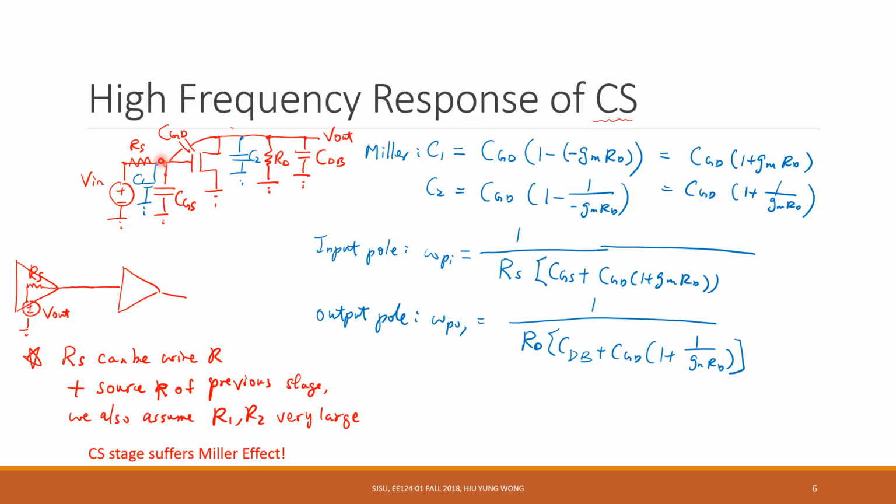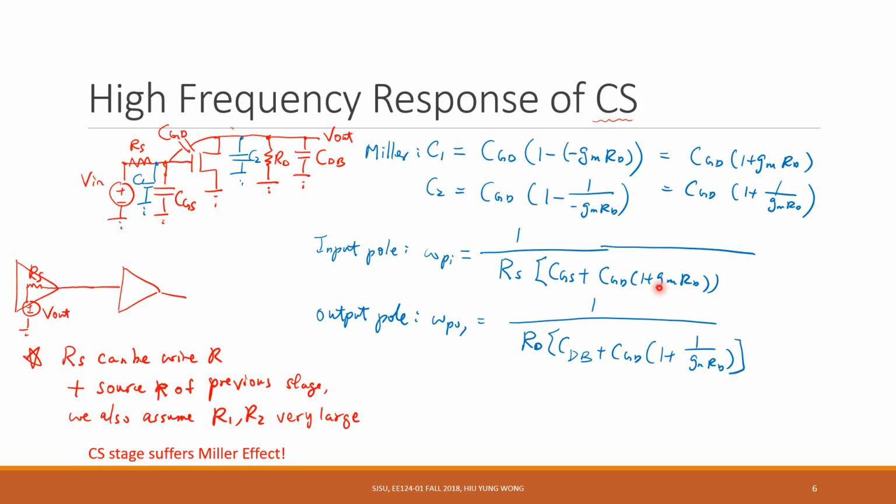We will try to find the equivalent resistance and also the equivalent capacitance, and then the pole is going to be determined by the equivalent resistance and capacitance. For example, at the input node, we have an input resistor Rs, and then the equivalent capacitance is CGS in parallel with C1, and this C1 is the Miller capacitance. That's why it was CGD times 1 minus negative gmRD, that is, 1 plus gmRD. And this is the pole.